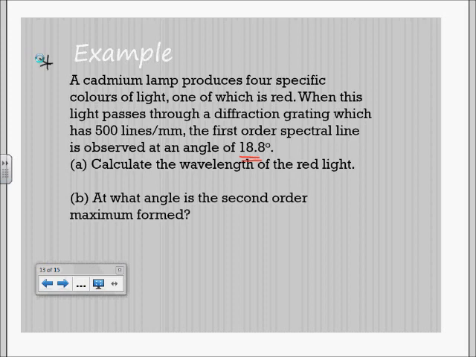Now when you do that calculation, you should get that the wavelength comes out to be 6.4 times 10 to the negative 7 meters. And having worked out that wavelength, you then should be able to substitute into the formula again, this time using n equals 2 because it's the second order diffraction pattern, and work out that theta equals 39.8 degrees. And we can go over that in class if you are not sure of that.